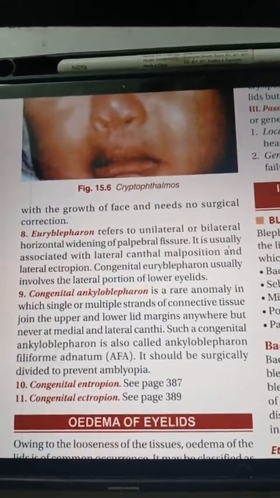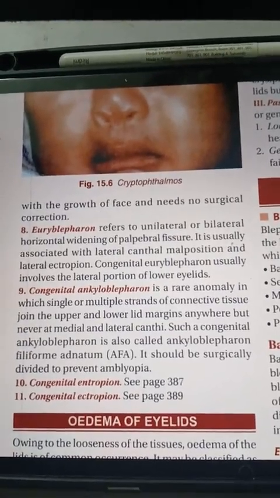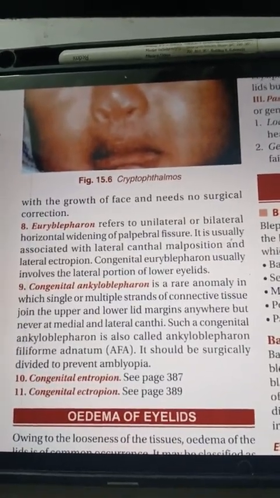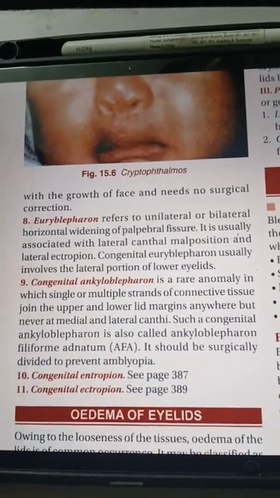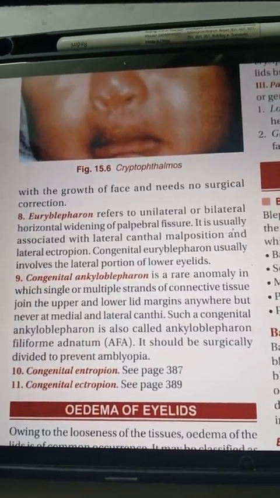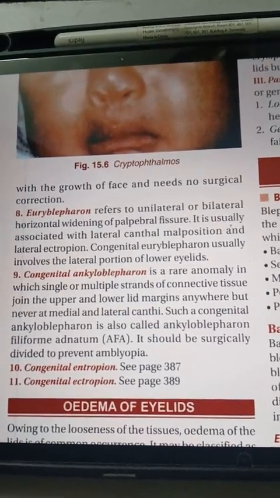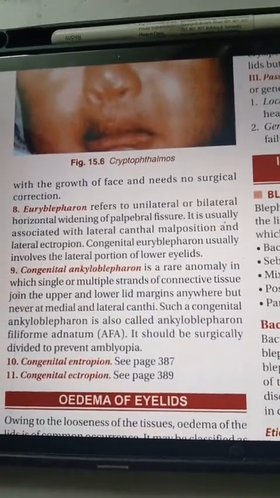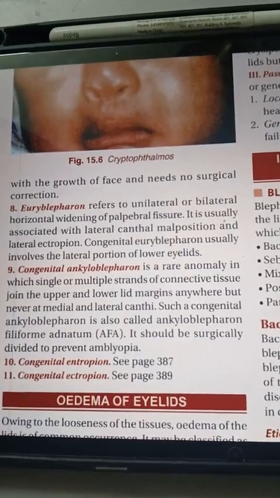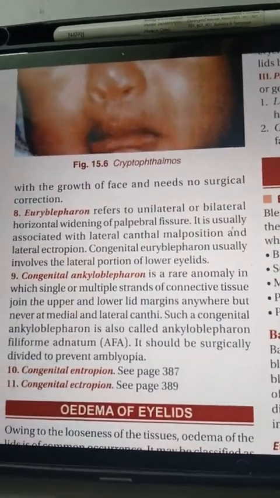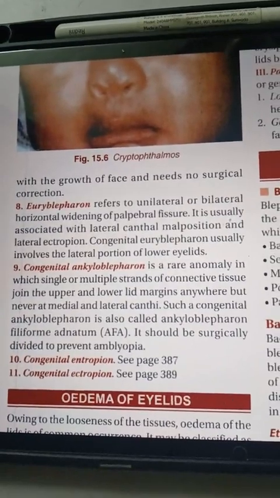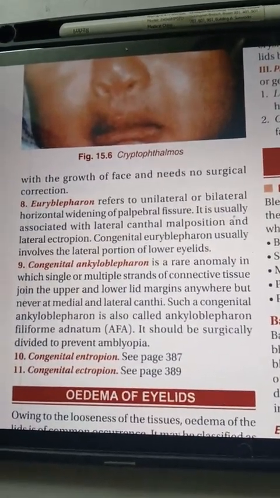Then we have euryblepharon, that is unilateral or bilateral horizontal widening of the palpebral fissure, and it is usually associated with lateral canthal malposition and lateral ectropion. Ectropion means basically outward turning of the eyelid, and congenital euryblepharon usually involves the lateral portion of the lower eyelid.